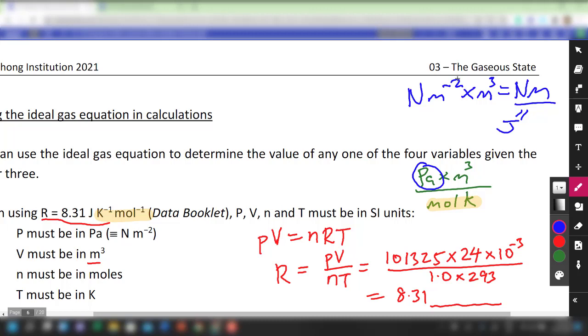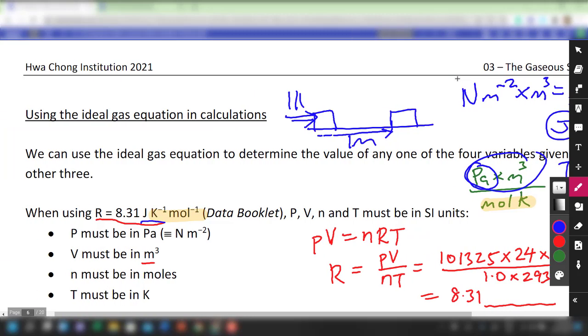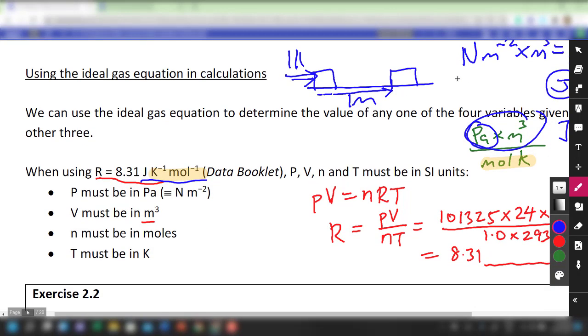Basically, we have an object here, and after that you push it 1 meter. So the object is here, and this is 1 meter. You apply a force of 1 Newton, and this is defined as the joule. So if you put this in, Pascal multiplied by cubic meter is actually joules. So the units here, joules per mole per Kelvin, is actually correct.